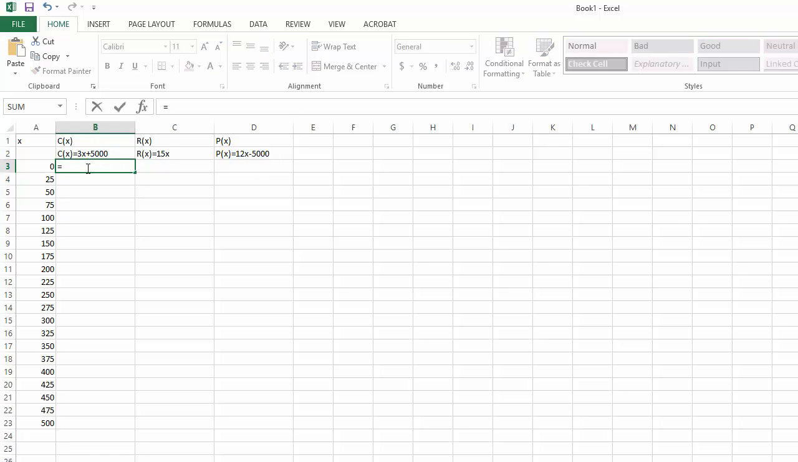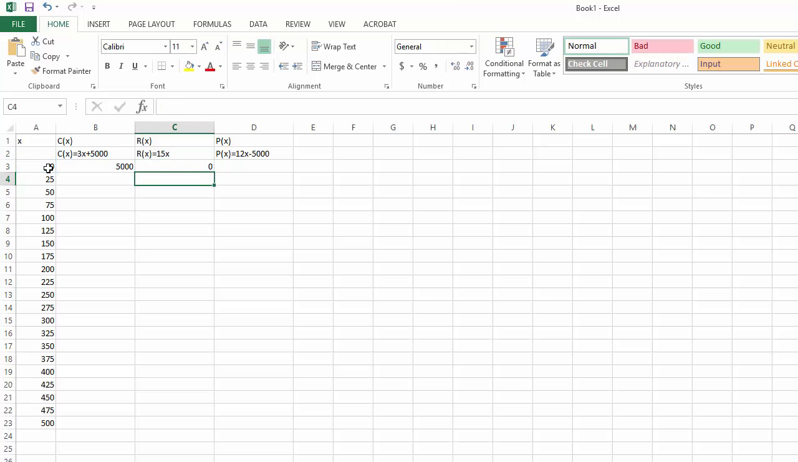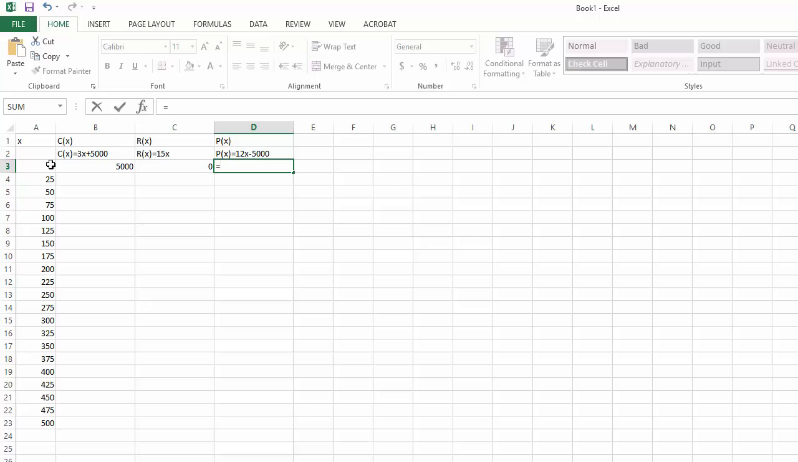So I'm going to type in equals, which tells Excel I want to do math, and I'm going to type in 3 times, and I'm going to select this box because that's going to move when I drag and drop everything down, plus 5,000. So at 0 units, it's going to cost me $5,000. At 0 units produced with my revenue, I'm going to select that A3 again, and type in 15 times A3. That'll give me 0. And here, when I make 0 units, I'll be in debt $5,000. So 12 times 0 minus 5,000.